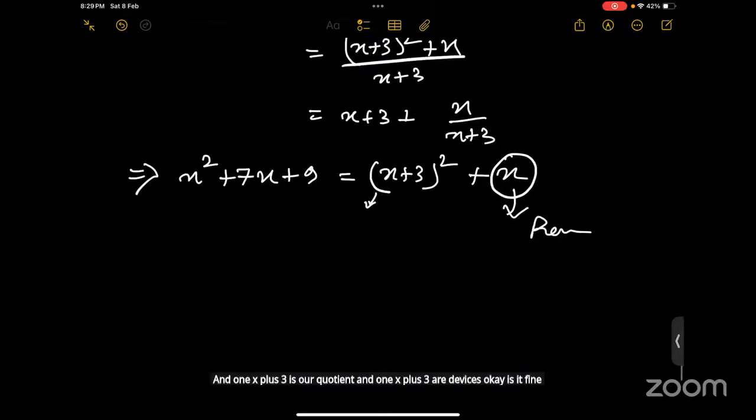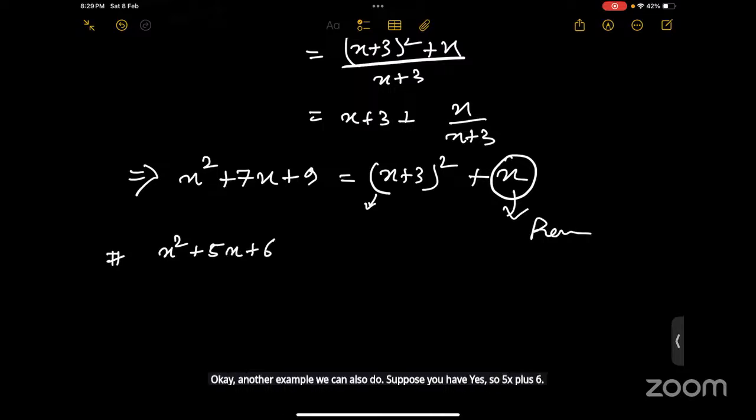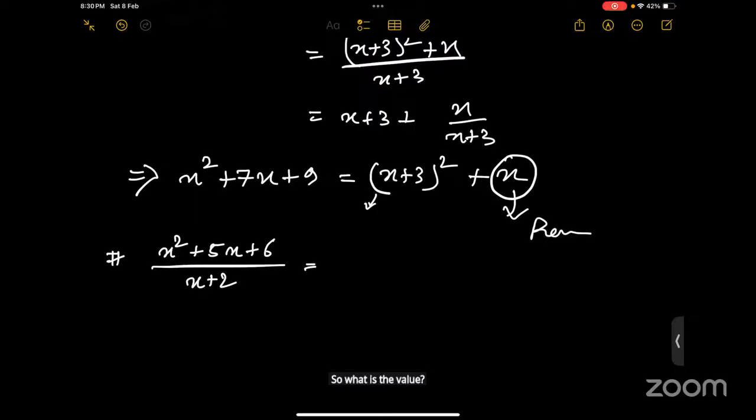Okay, another example we can also do. Suppose you have some 5x plus 6, 5x plus 2. So what is the value? x plus 3.